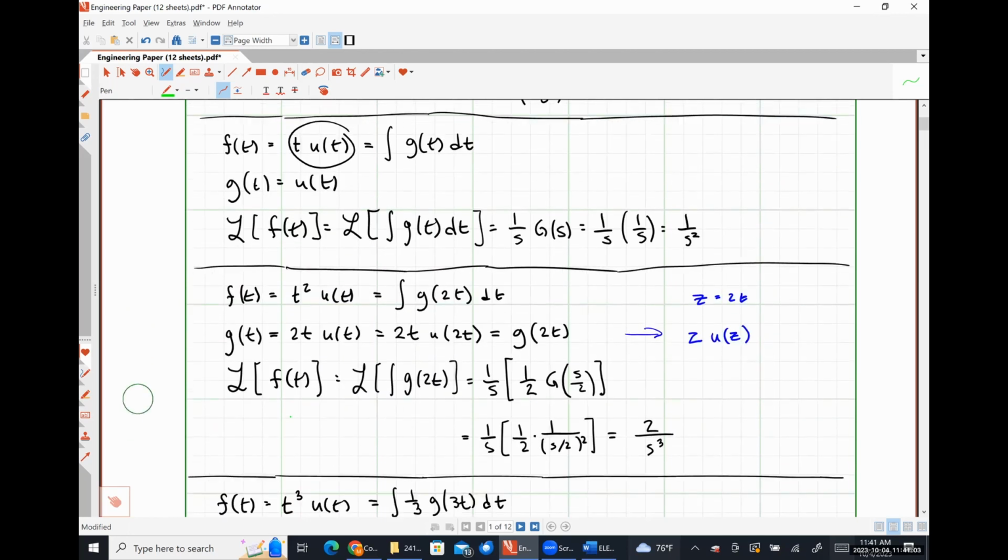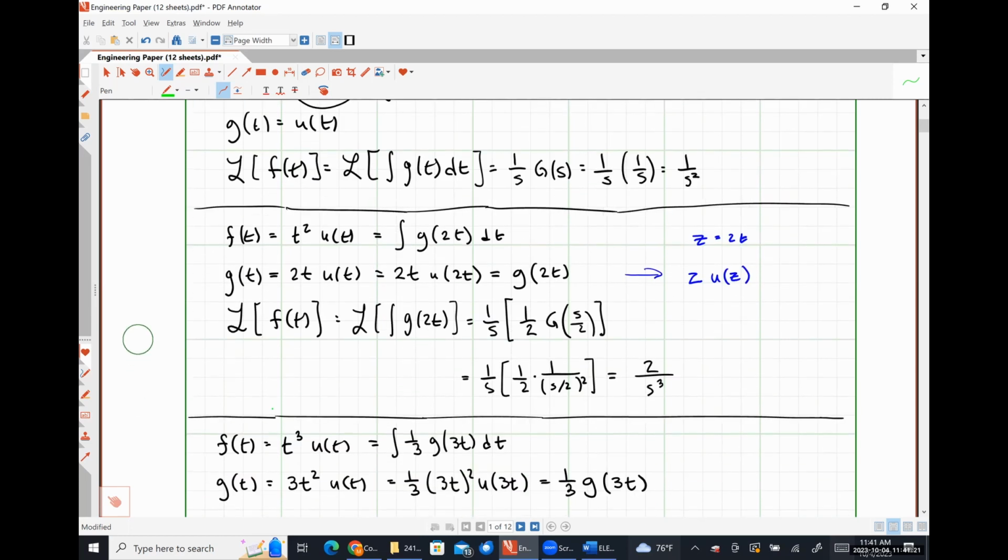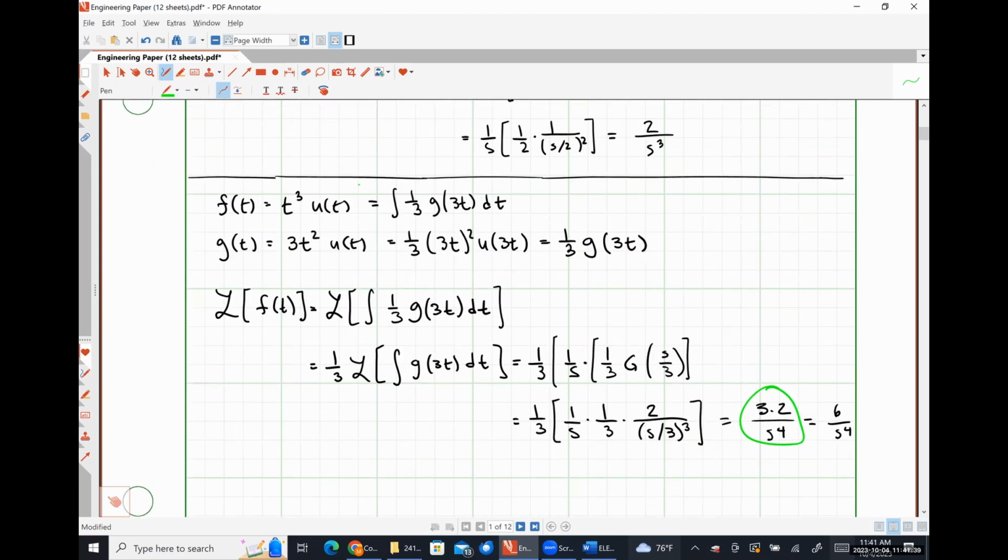So the Laplace transform of t to the 1st power u of t was 1 over s to the, let's call it n plus 1, where n is the power on the time thing, right? If we go down to t squared, we have 2. So we can think of this 2 as 2 times 1, or 2 factorial, divided by s to the n plus 1. When we get to t cubed, we have 3 times 2 times 1, which is 3 factorial, over s to the 3 plus 1.